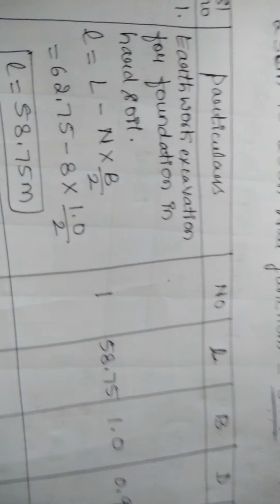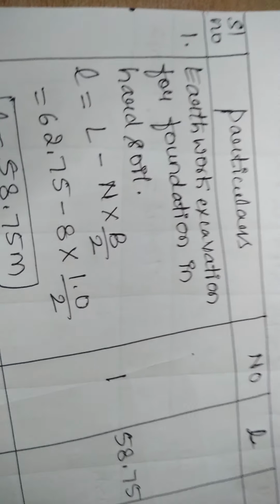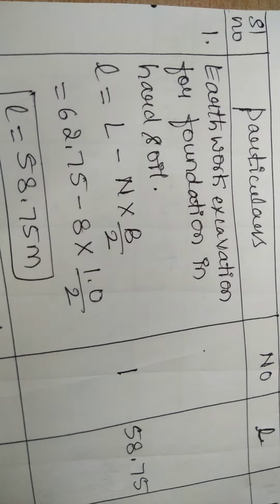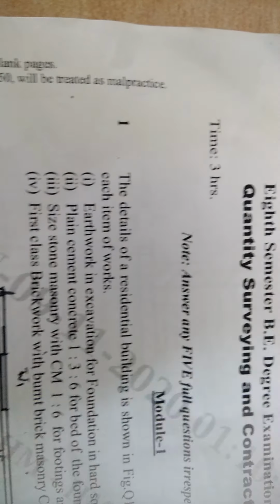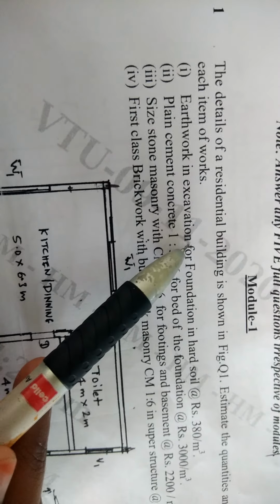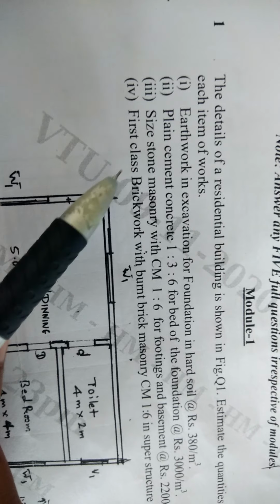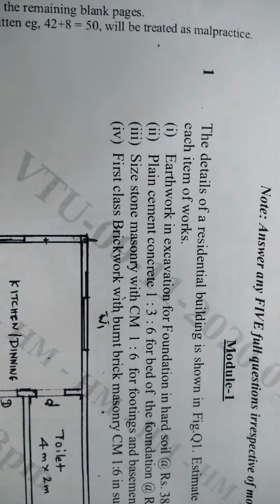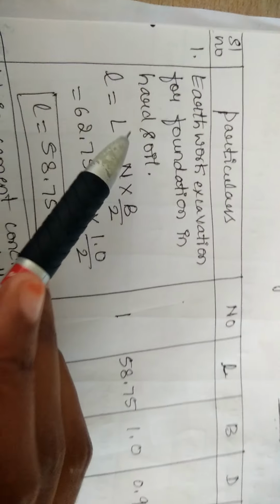The third step is to find the estimate, that is, to find the quantities of the given items of work. So let us start with the question. In the question, the items of work given to you are earthwork excavation for the foundation, then PCC, then SSM, and then first class brickwork. For all four items you have to find the quantities. Let us start finding the quantities one by one, starting with the earthwork excavation for the foundation in hard soil.